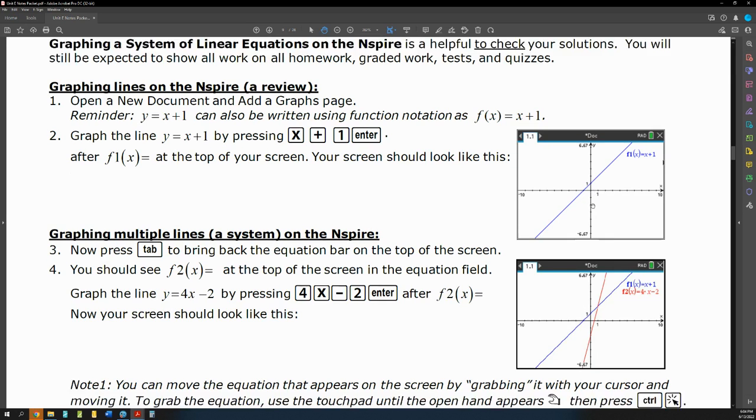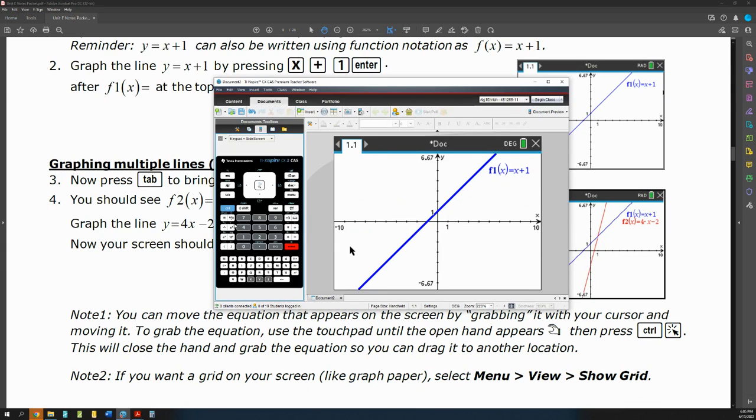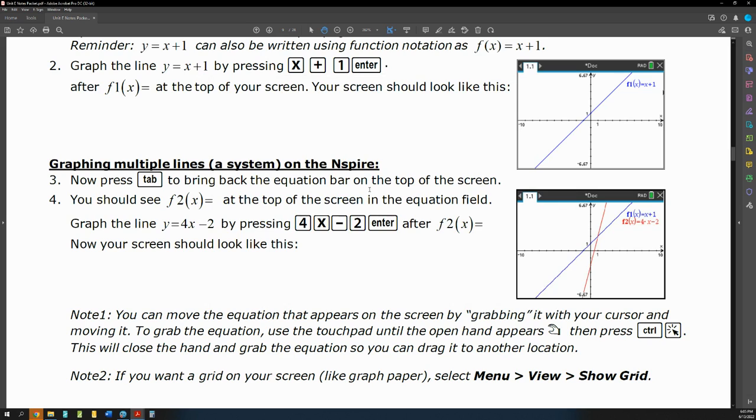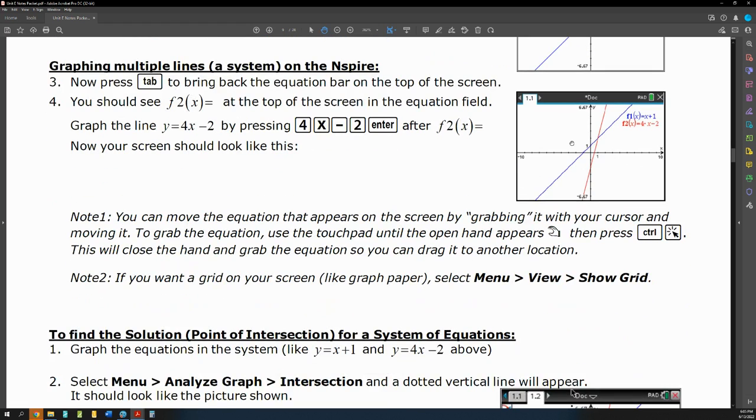If I wanted to graph another line, I'm going to hit tab to get back to my functions. So here I'm on the graph. I'm going to hit tab to go back to my functions, and now I'm automatically in f2 of x. So let's go ahead and input the equation 4x minus 2, and then we'll hit enter. We can see that other graph stacked right on top of the other graph. So we've got this red and blue line. Your graph should look like this.